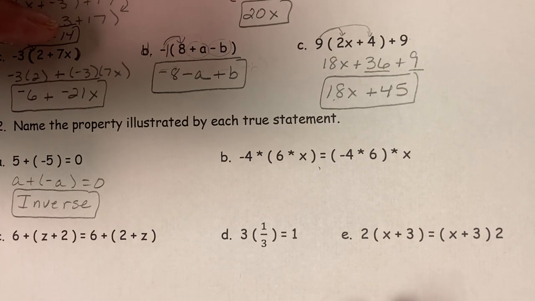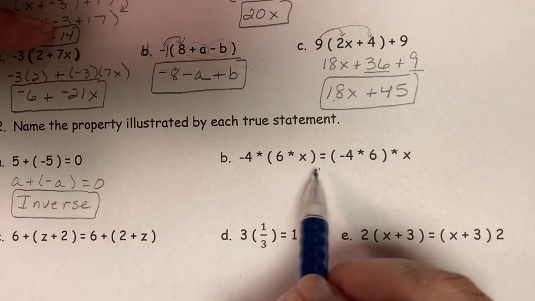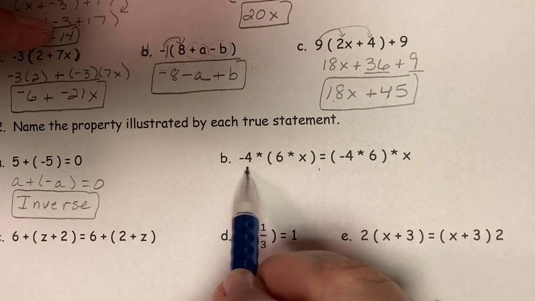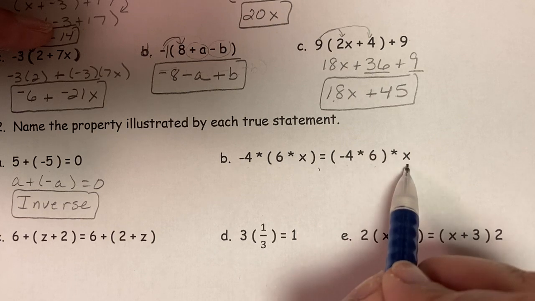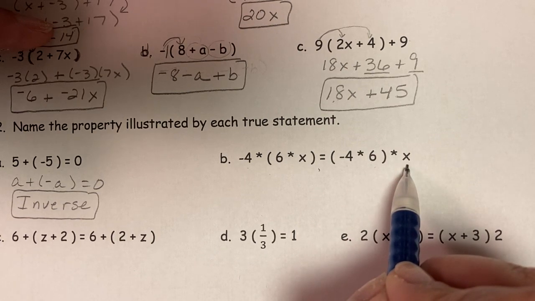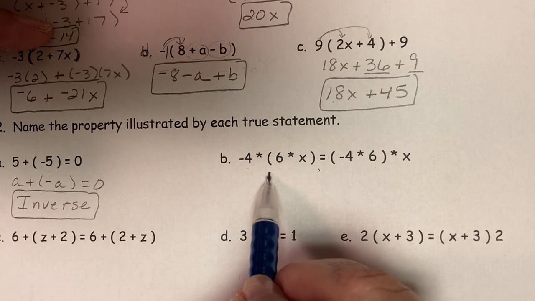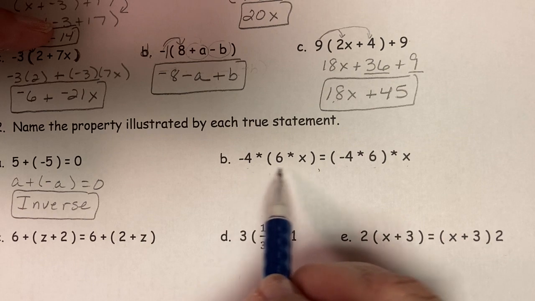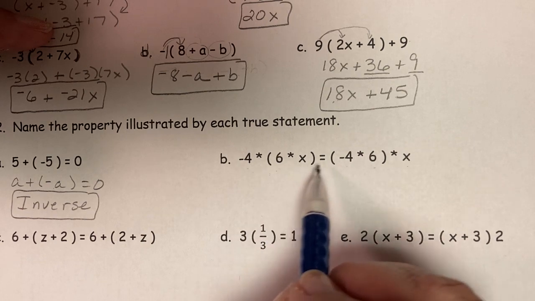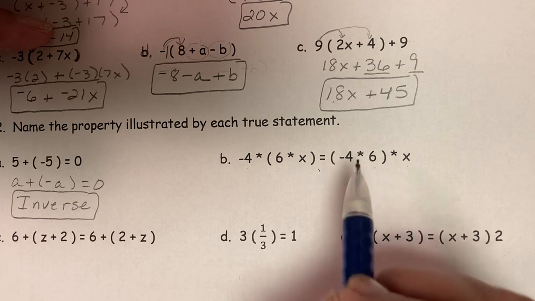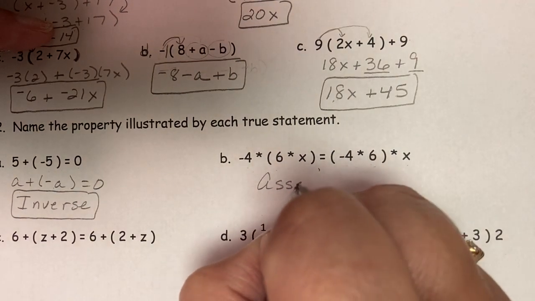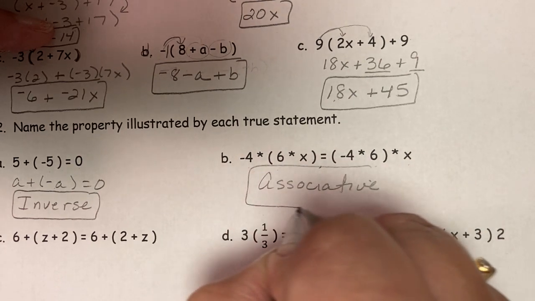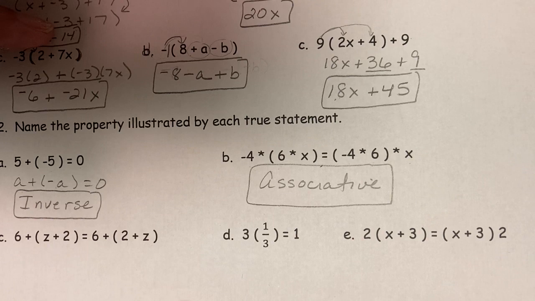Okay, if we're looking at B, what's changed from the left to the right? The first thing I notice, hopefully you do, is that the order has not changed. We have a -4, 6, an x, and a -4, 6, an x. So it can't be commutative. What's happening going from the left-hand side to the right-hand side? Do you see that things have been regrouped? Here the 6 is grouped with the x. Here the 6 is grouped with the -4. This is the associative property. Things have been regrouped.